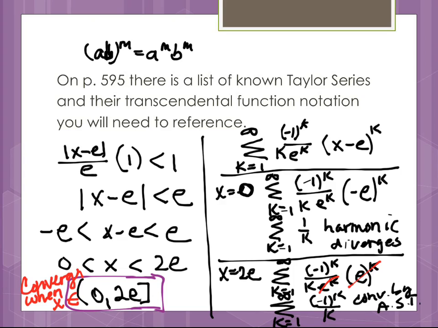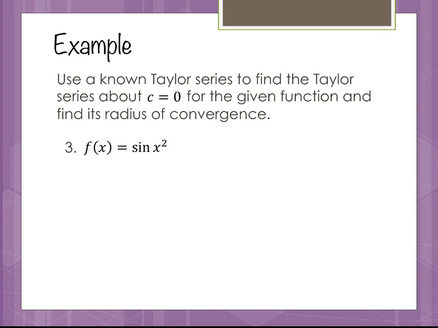From that page, it's a list of Taylor series and their transcendental function notations that you can use as a reference to do the problems after that. Okay, and the direction set will look very much like this for the problems where it is using that feature. It says use a known Taylor series, hence the ones that are on page 595, to find the Taylor series about c equals 0. What's it called when a Taylor series is centered about c equals 0? Maclaurin series. So this is specifically a Maclaurin series. Then it says for the given function, so our given function down here is sine, and then find its radius of convergence.